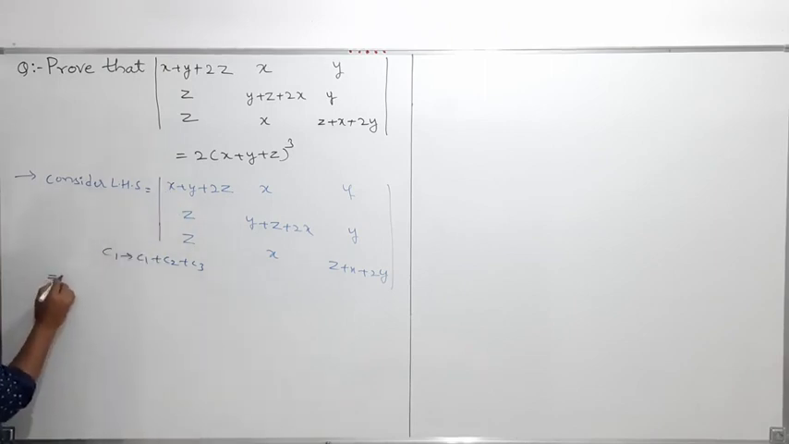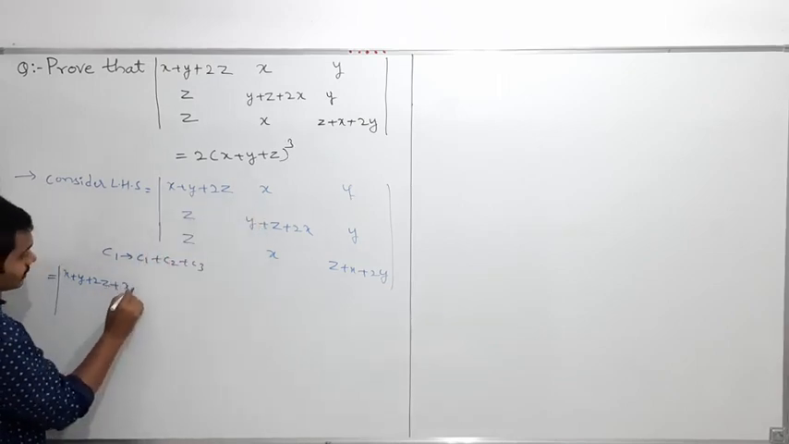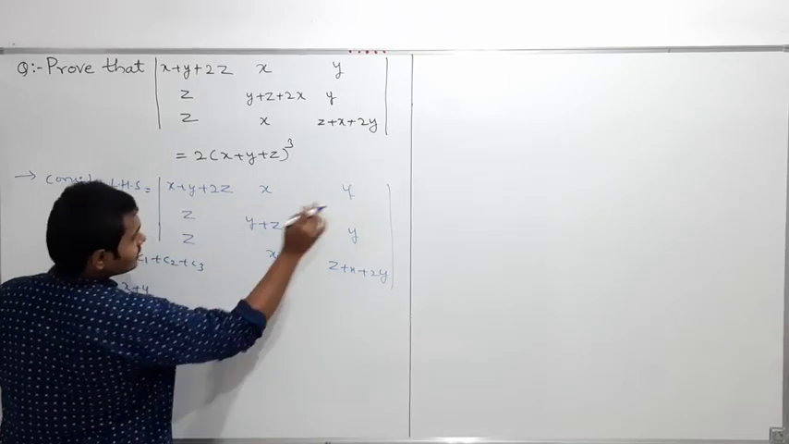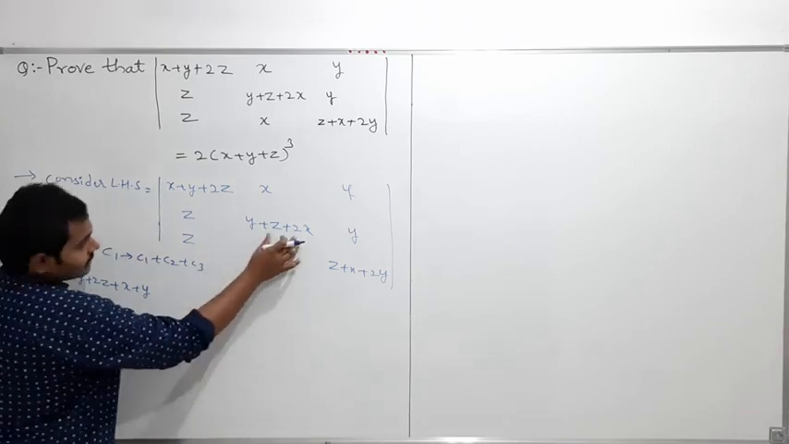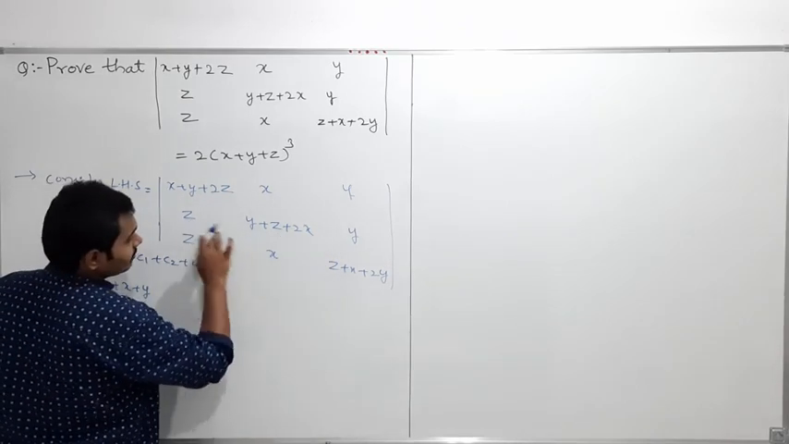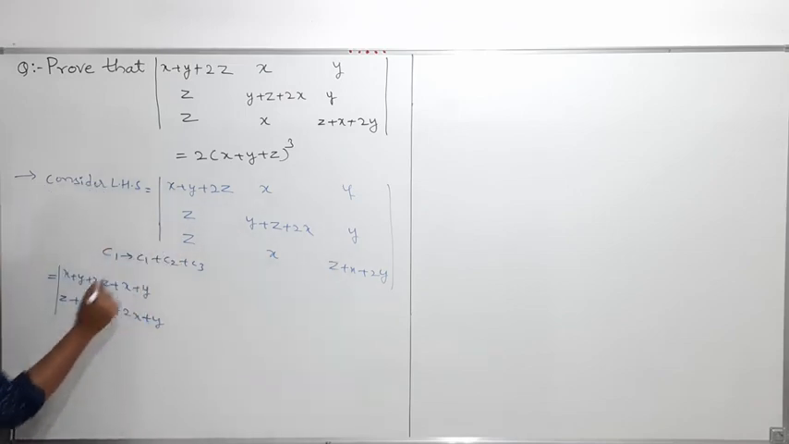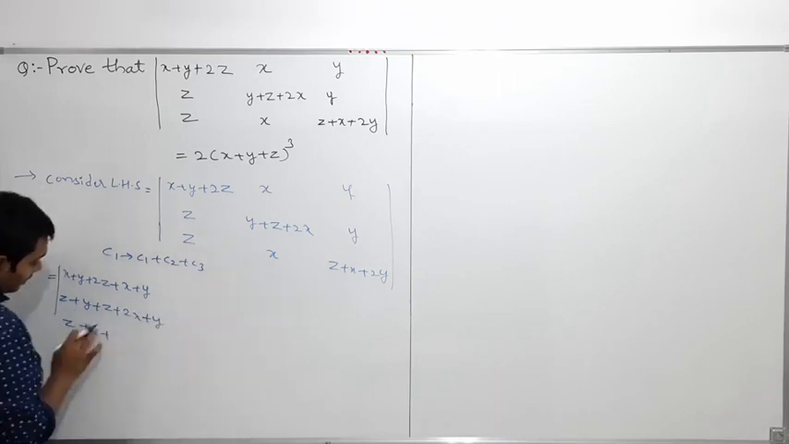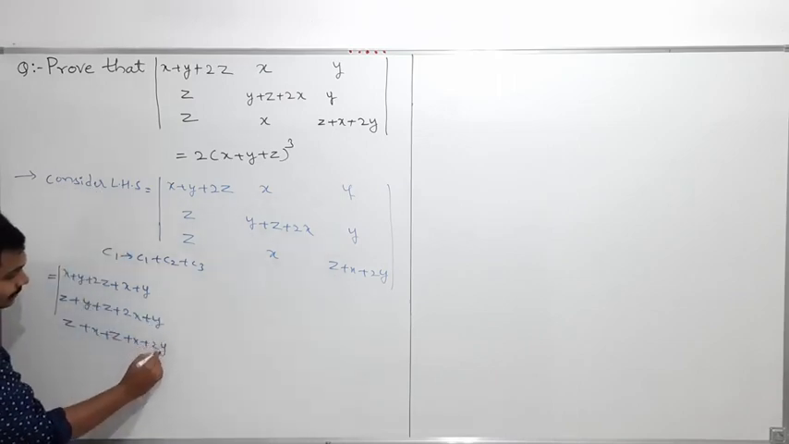So therefore, this will become x plus y plus 2z. This element plus x plus y, this element plus this element. And here also z plus y plus z plus 2x. This element, this element, this element plus this element plus this element, that is y. And next here it is z plus x plus this element plus this element plus this element. So here it is z plus x plus 2y.